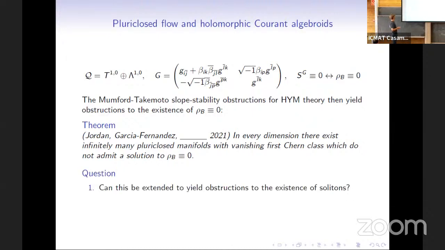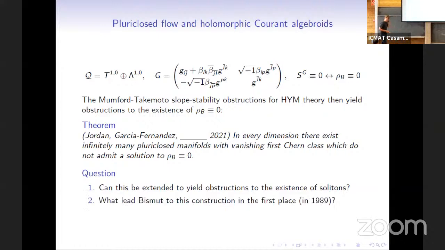Again, some general questions. Can this be extended to yield obstructions to the existence of solitons? I haven't really properly defined solitons. I mean, we defined them last time, and all it really means is the soliton PDE from last time, plus it's also pluriclosed. So maybe there are obstructions to solitons as well.